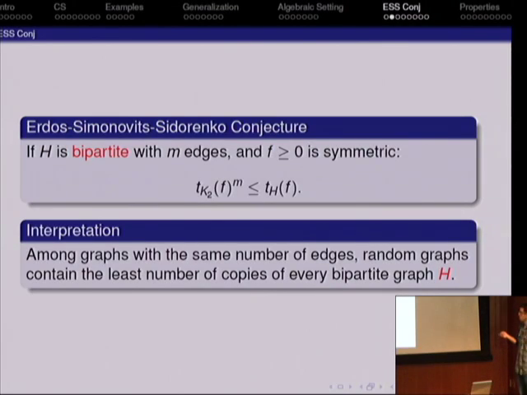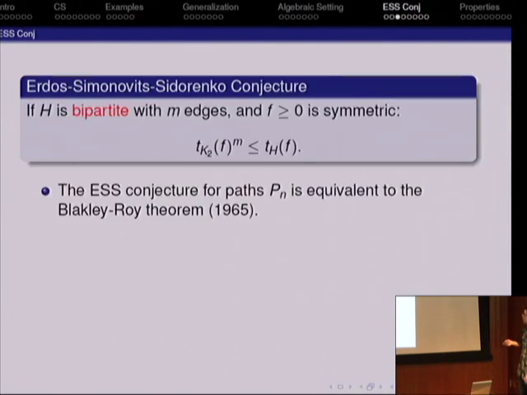And one interpretation that one can make is that among all graphs with a given edge density, random graphs contain the least number of copies of every bipartite graph. So if you want to minimize the number of copies of H, one possible way would be to take just a random graph, but it might be other graphs too. It's one interpretation at least, which has more of an extremal combinatorial flavor. Now, asymptotically, yes, everything is asymptotic. It's for dense graphs, of course.